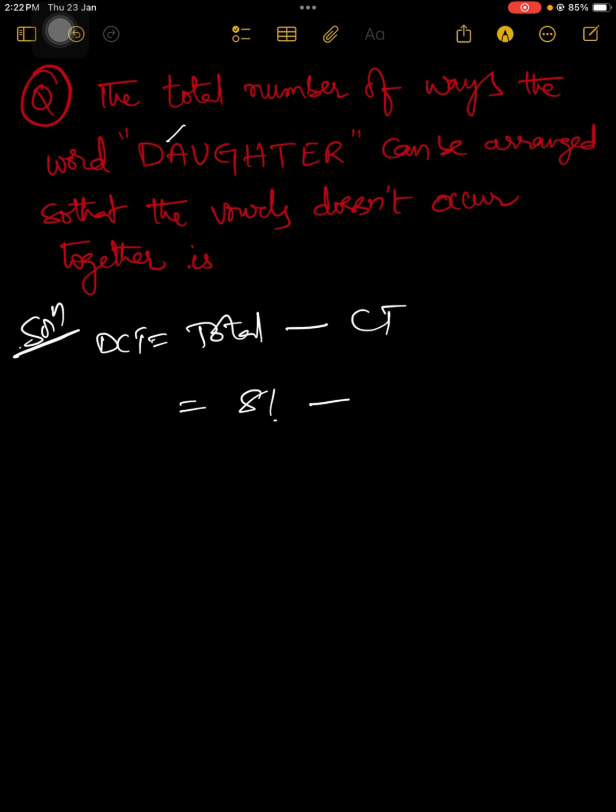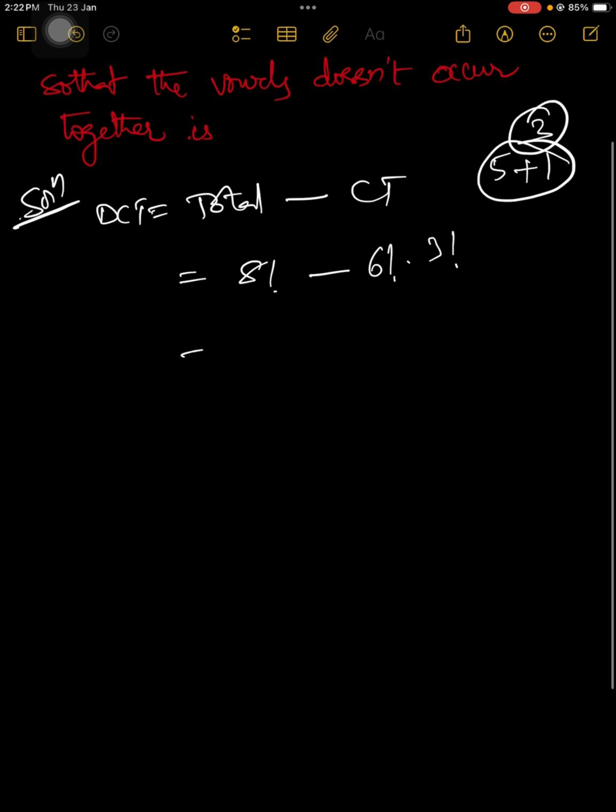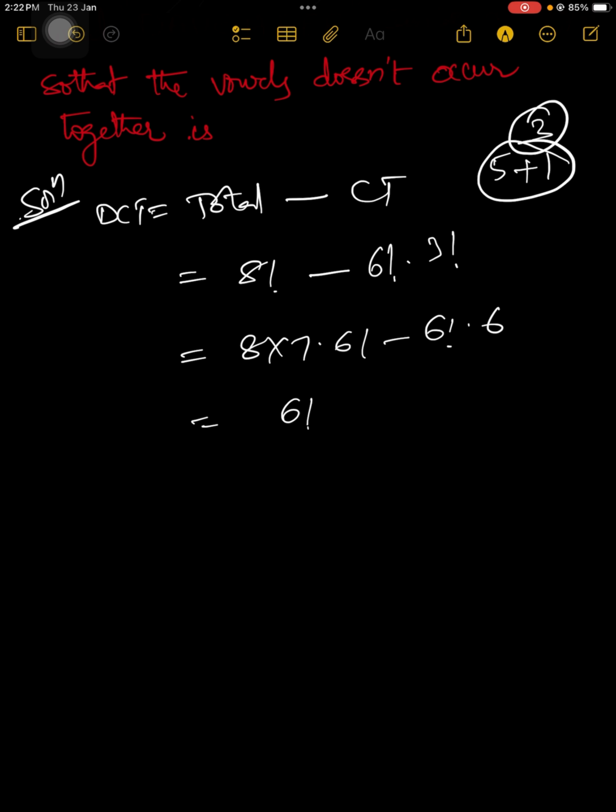Total is 8 factorial. Now if you come to the come-together concept, vowels come together. How many vowels are there? A, U, E. 3 vowels come together. The 3 vowels form a single unit, and the remaining 5 consonants are there. Total 6 letters. Those 6 letters can be arranged in 6 factorial ways, and the 3 vowels internally can be arranged in 3 factorial ways. So that is 8 factorial minus 6 factorial into 6, that is 8 into 7 into 6 factorial minus 6 factorial into 6. If I take 6 factorial common, 8 sevens are 56, minus 6 gives 50. 6 factorial is 720, into 50, that is 36,000.